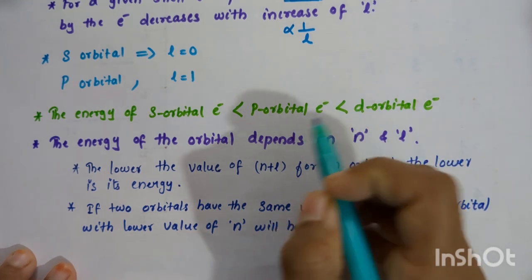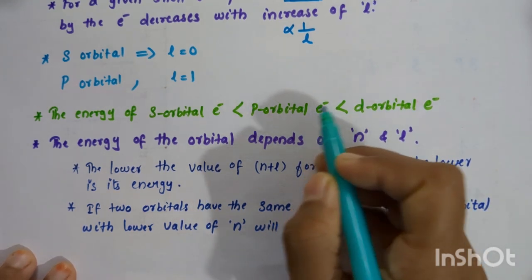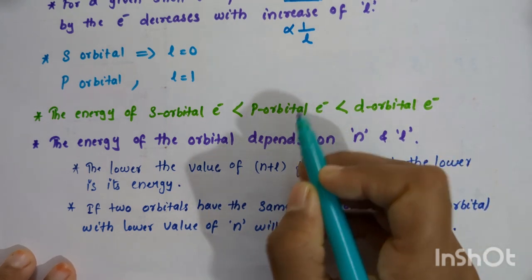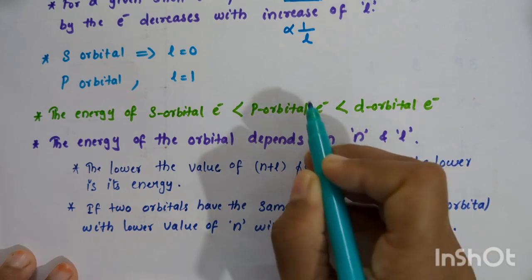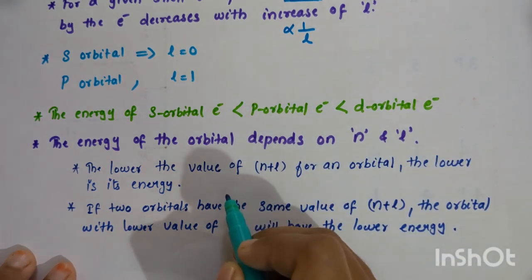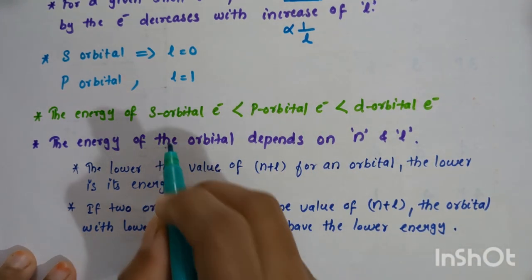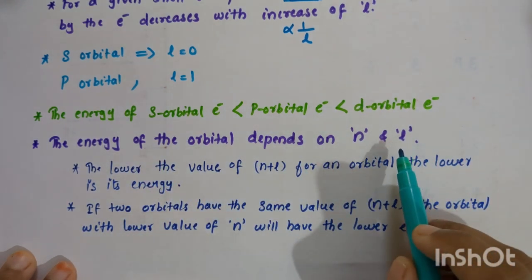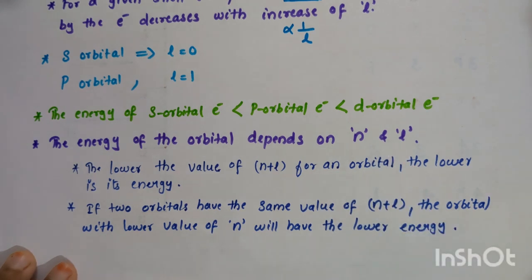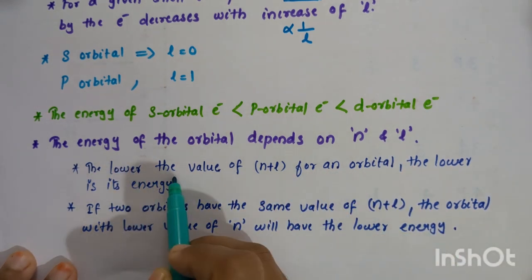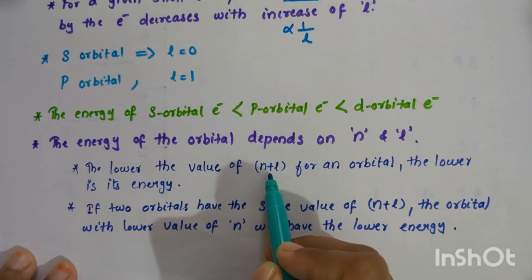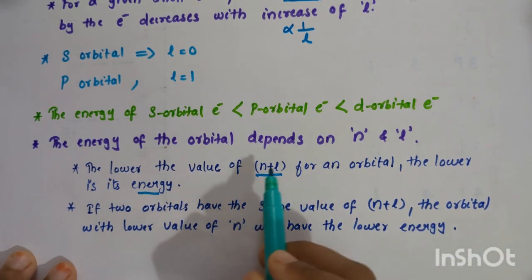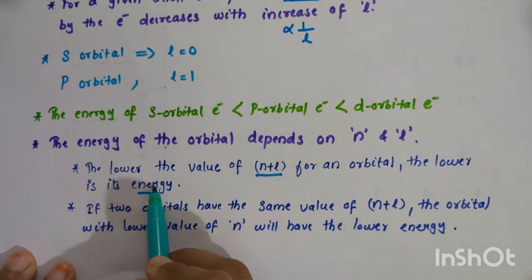Since the extent of shielding from the nucleus is different for electrons in different orbitals, it leads to the splitting of energy levels within the same shell, or within the same value of principal quantum number n. You see, the energy of the orbital depends on the values of principal quantum number n and azimuthal quantum number L. There are actually two rules. The lower the value of n plus L for an orbital, the lower its energy. That is, if n plus L is less, energy will be less.